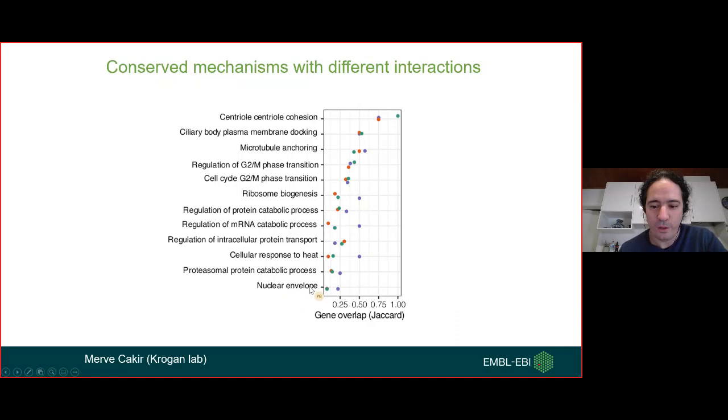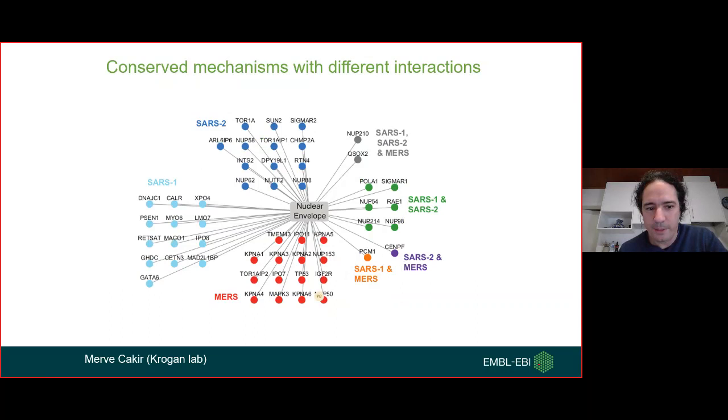And this is shown here. The different colors here represent the different shared or not shared interaction partners. And these are always enriched in the three viruses, but oftentimes by different proteins, as you can see here by these examples.